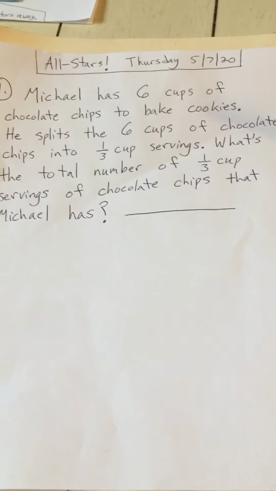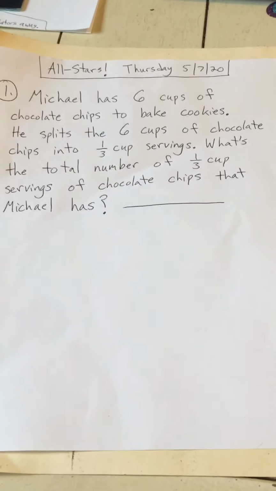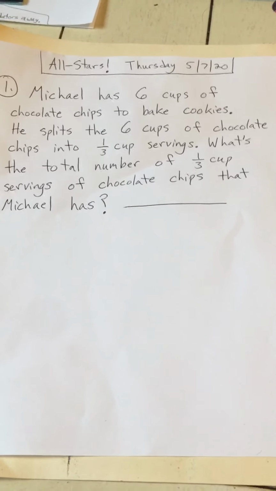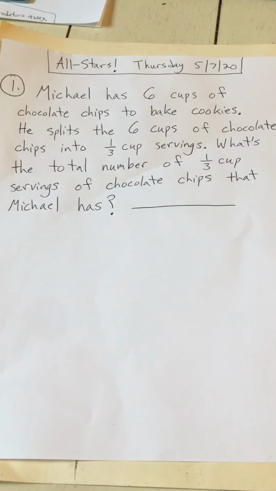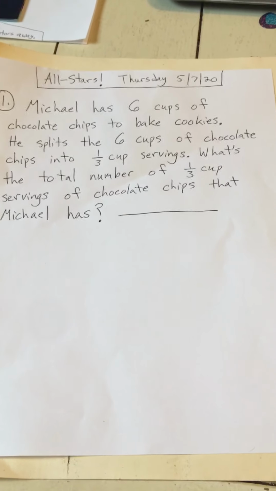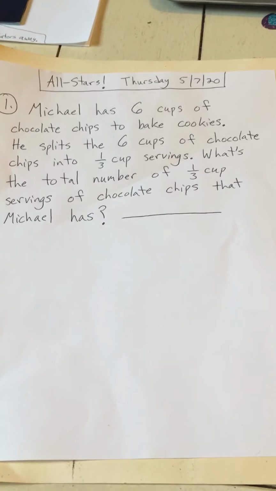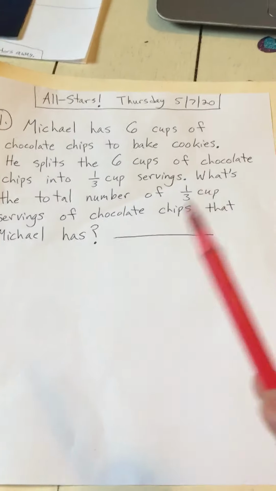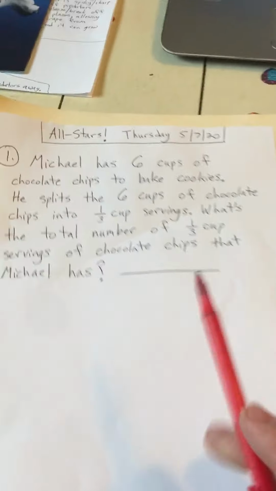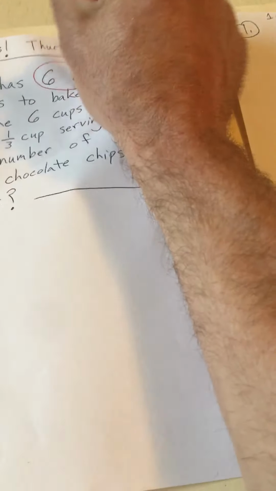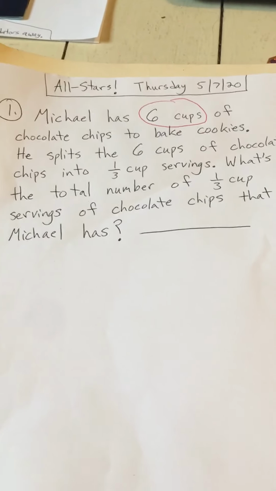So Michael has 6 cups of chocolate chips to bake cookies. He splits the 6 cups of chocolate chips into 1/3 cup servings. What's the total number of 1/3 cup servings of chocolate chips that Michael has? Okay, so this time I'm going to go through with my pen, annotate, draw myself a model, and we will solve it.